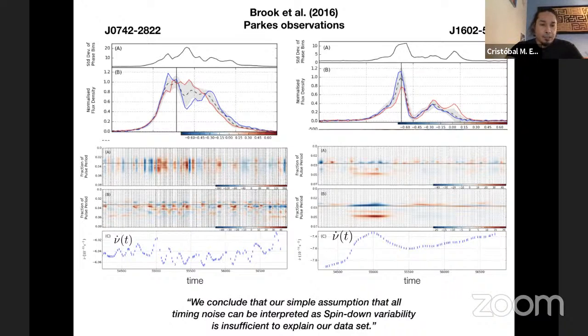And in the very bottom plot, it's the spin down rate, so the first derivative of the frequency. And you can see that the first derivative of the frequency also oscillates between two values. So they confirm that this effect exists. However, they also conclude that this spin down variability is not sufficient to explain the noise observed in the data. So it might be that there's something else.